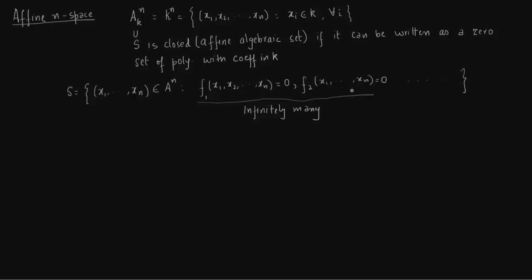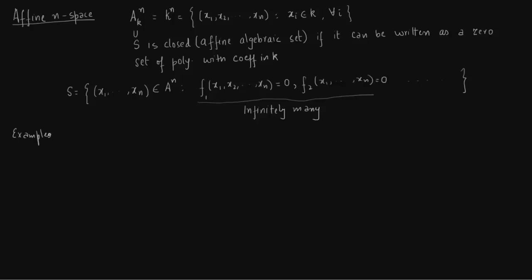So these are common zeros of polynomials. Now what are the closed sets of A1? So we have to discuss now some examples so as to make the ideas more concrete. So we want to talk about closed sets of A1.